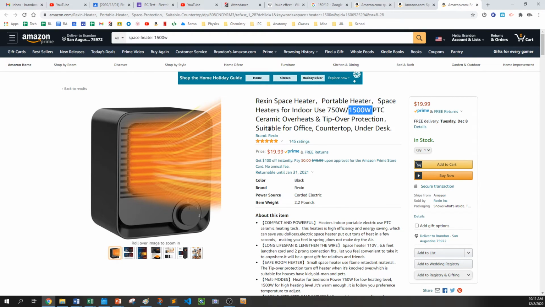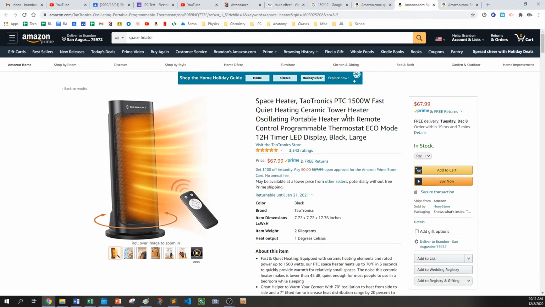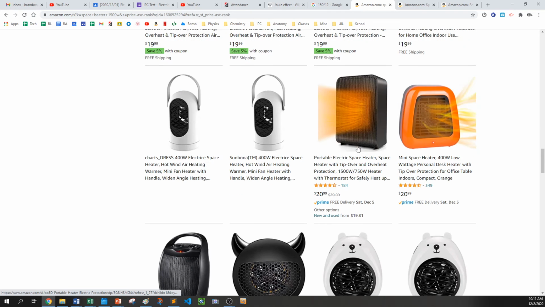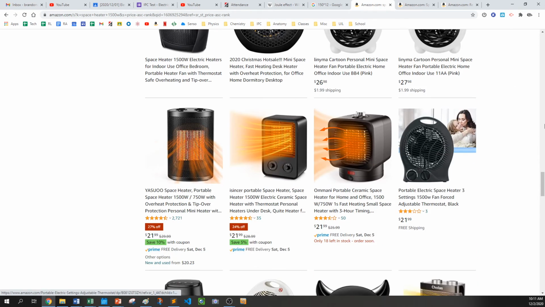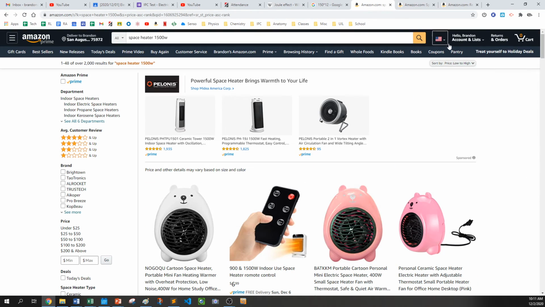But if you understand the fact that this power is being used to produce heat, then there's really no difference between any of these space heaters you can find on Amazon. All you need to do is look for wattage. It's still producing the same heat.